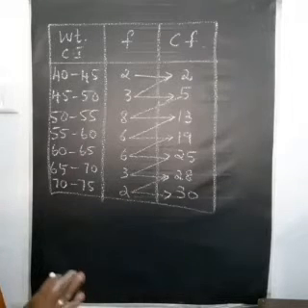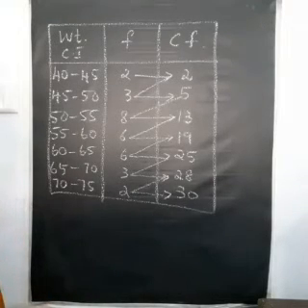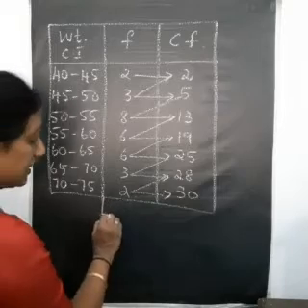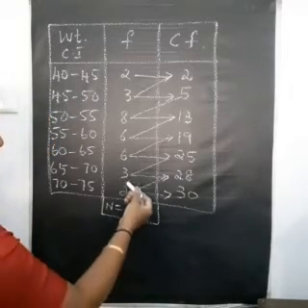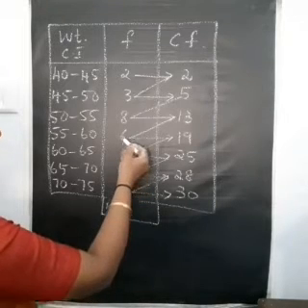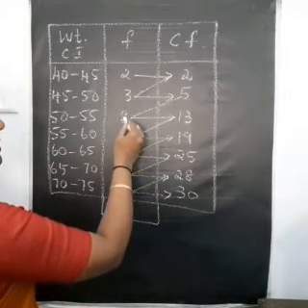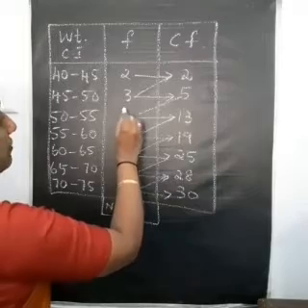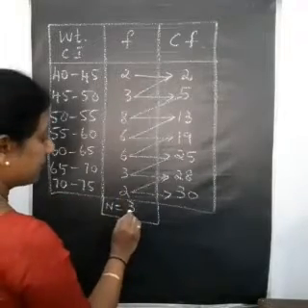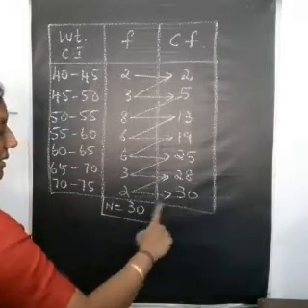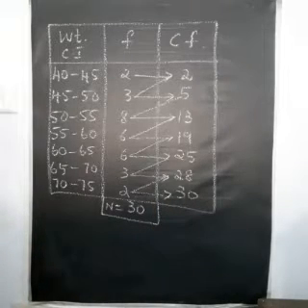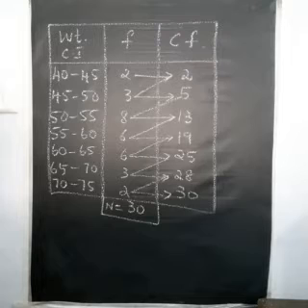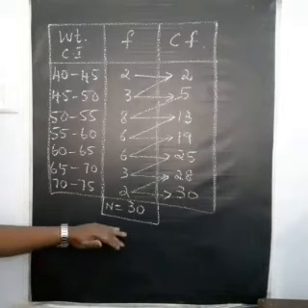Now how do we get the median class? For that, first you find n. N is the total frequency. What is that? 5, 5 plus 6, 11. 11 plus 6, 17. 17 plus 8 is 25, 28, 30. You must check whether n and this cumulative frequency are the same. It should be the same for you to know that you are proceeding in the right manner.